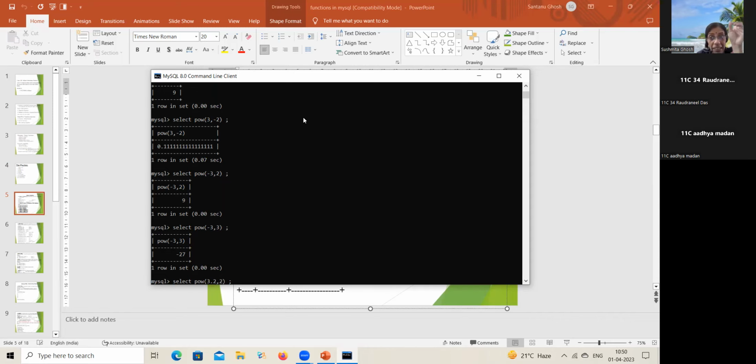Negative में you have to be careful that if the power value is negative, then you go 1 by that power expression. तो जो भी आंसर आएगा. ठीक है? That's about your power function.